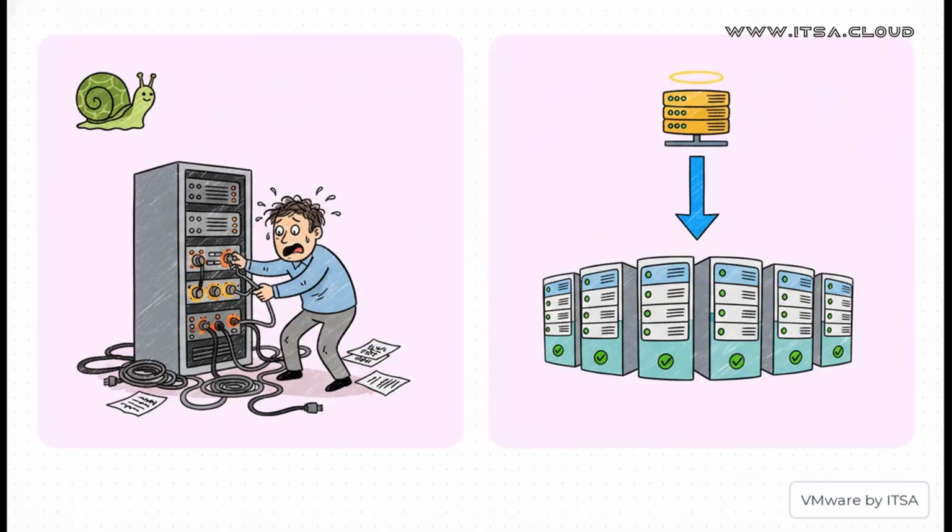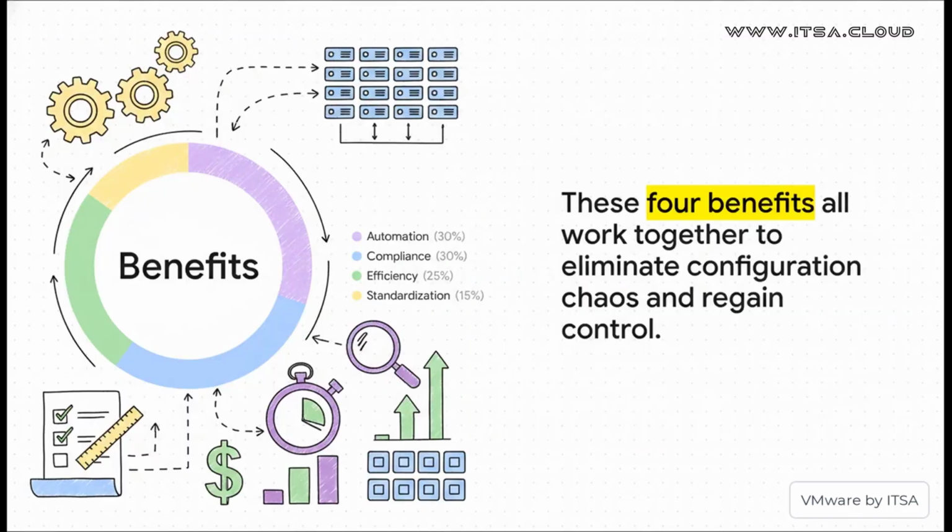On the left, you've got the old manual way. It's slow, it's just begging for human error, and trying to scale it is a total nightmare. But on the right, with host profiles, that's a picture of perfect order. It's fast, it's accurate, and it's built from the ground up for massive scale. It's all about standardization. And just look at how all these benefits stack on top of each other.